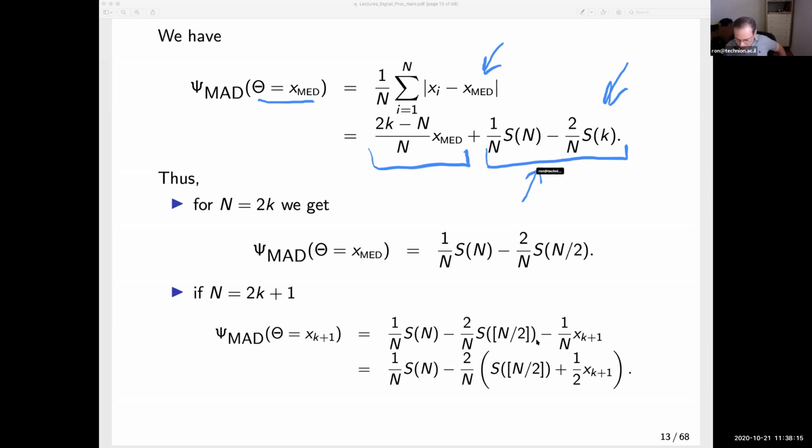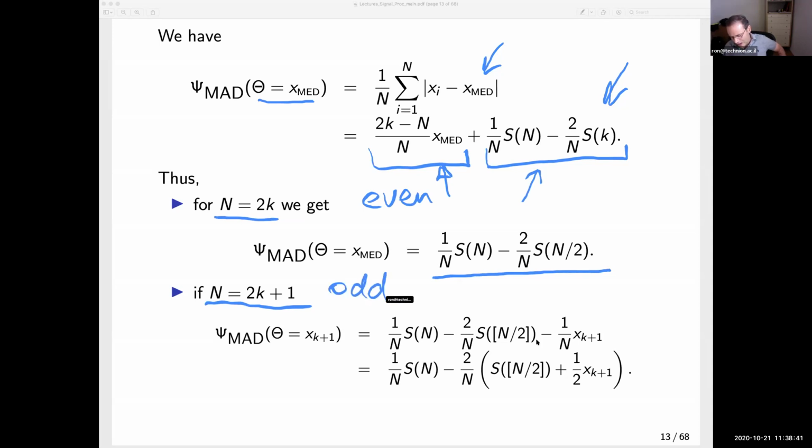If I'm choosing n to be 2k, so n would be an even number, then the error would be nothing but what I'm getting over here. Why? Because this one would vanish, this one would go away. If n is an odd number, I have an odd number of numbers, and choosing the median would give me something which is a little bit more complicated.